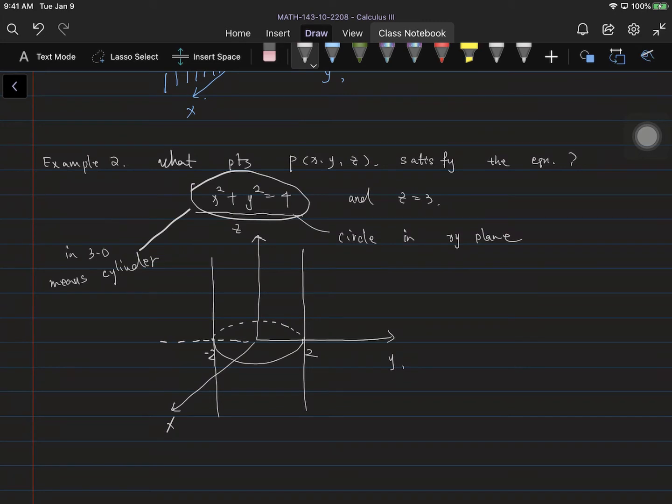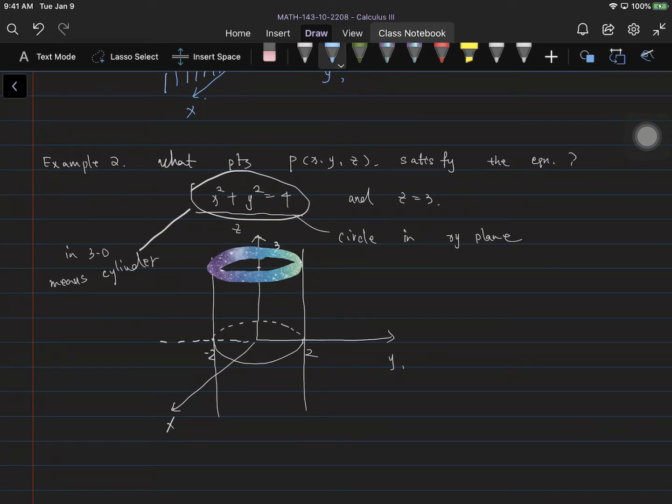Okay, but right now we have another equation that says z equals 3. So we find where z equals 3, and we fix our z here at z equals 3, right? So what are the points that satisfy the equation? If I draw, it just means x squared plus y squared satisfy the circle, and all with z equals 3. So it's a circle at z equals 3 should be that one.